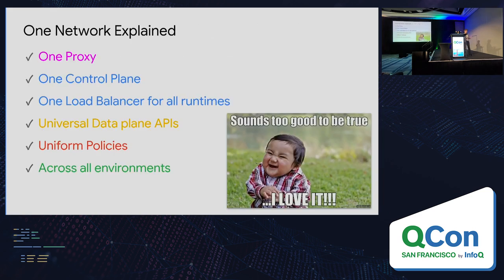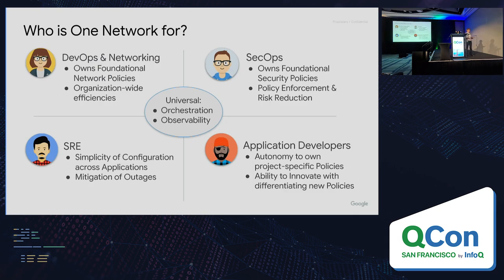And so how to explain One Network? We build on one proxy. Before that, every team and basically a lot of proxies were floating around. One control plane to manage these proxies. One load balancer that is wrapped around the proxy to manage all runtimes, so both GKE, GCE, Borg, managed services, multi-cloud, etc. Data plane APIs to extend the ecosystem, they're universal, so we can extend with both first-party and third-party services, uniform policies, and again, it's across all environments. When I presented this particular slide in 2020, everybody said it just sounds too good to be true. And it was at the time.